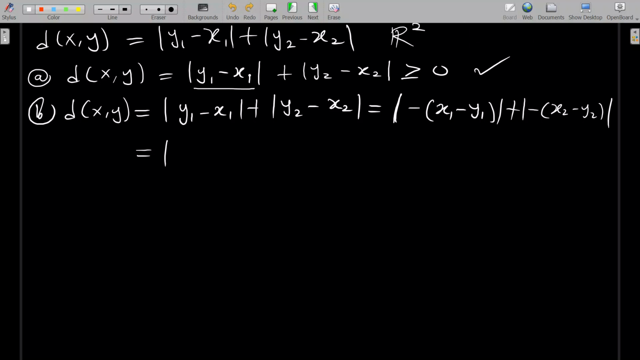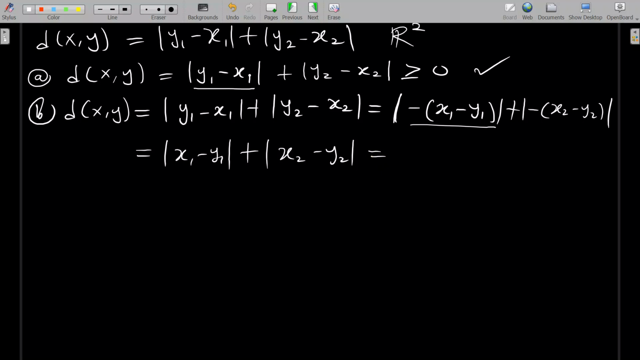Okay, you can pick an example: absolute of 2 and absolute of negative 2 will give you the same thing. So it means the absolute of the negative of this is the same as the absolute of x1 minus y1 without a negative, then this part, x2 minus y2, without a negative.